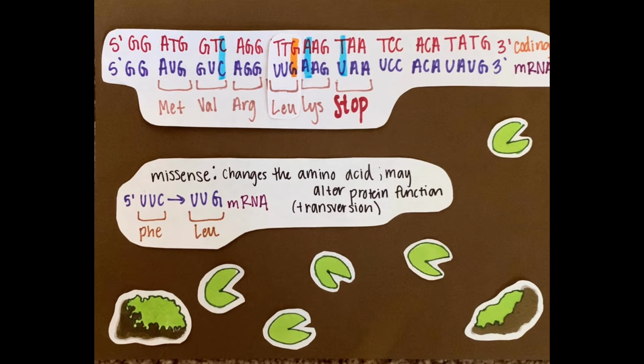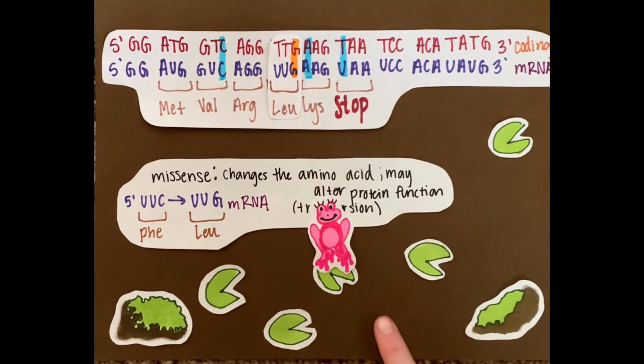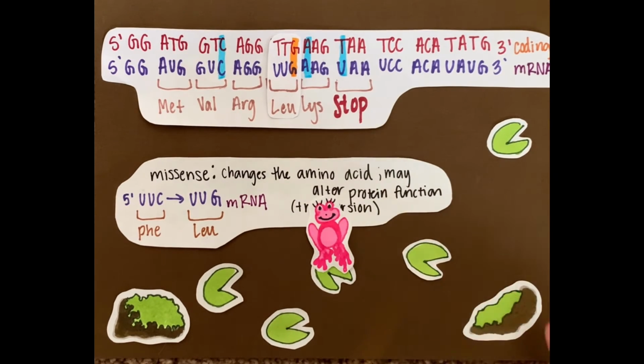This mutation will give us a 5-amino acid protein, but the protein's function may be changed or inhibited due to the presence of a different amino acid. The frog is unhappy because even though her 5 lily pads are present, one is different and too far away for her to make it across the codon sequence.